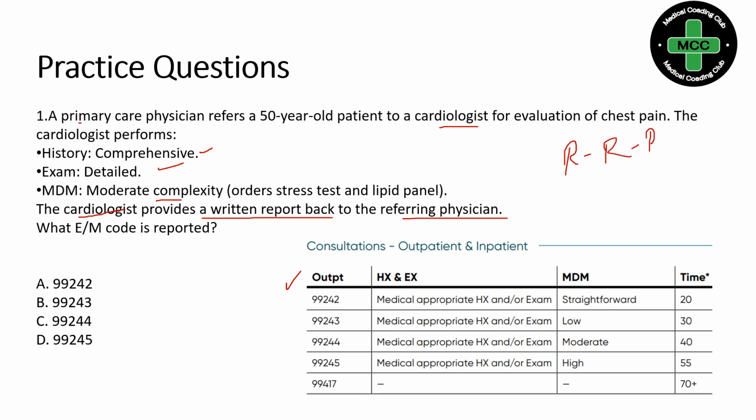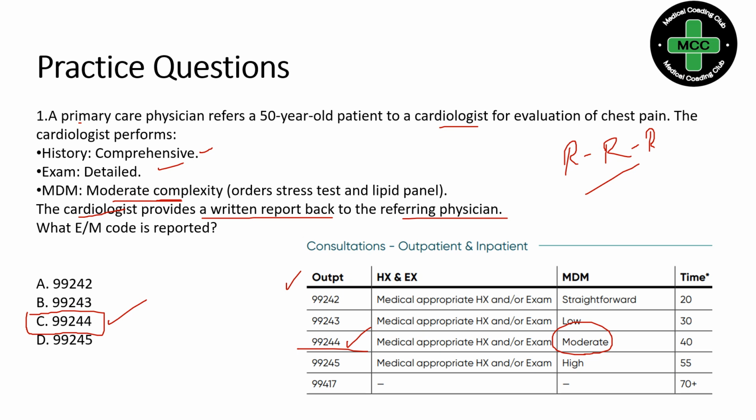So now we know this is an actual consultation visit. Just see the options 99242, 243, 244 and 245, and here we don't have any time specification in the question, so we are going with the MDM coding guideline. Moderate MDM they have already given, so the moderate MDM code would be 99244. So the answer should be 99244, answer C.